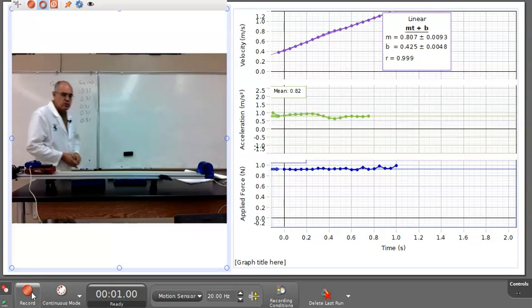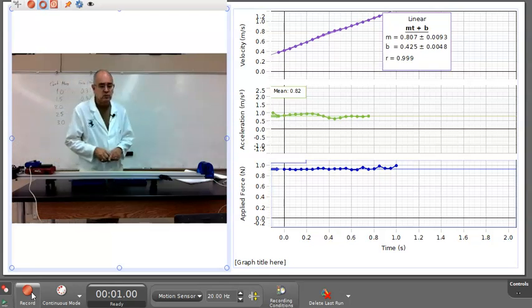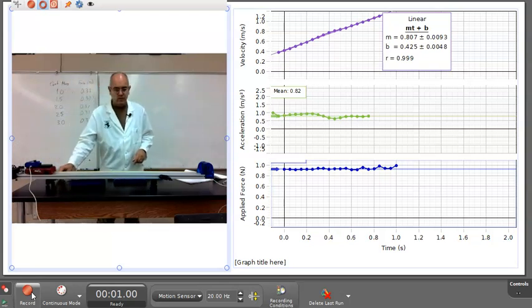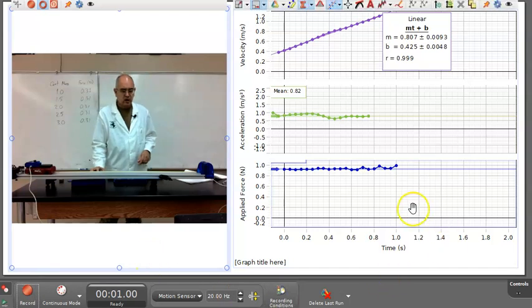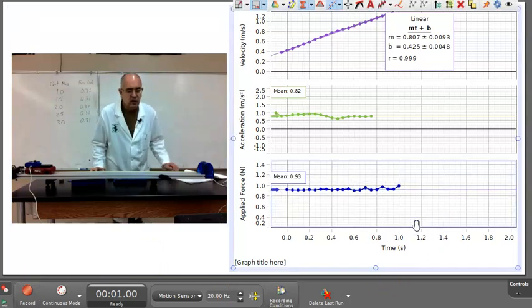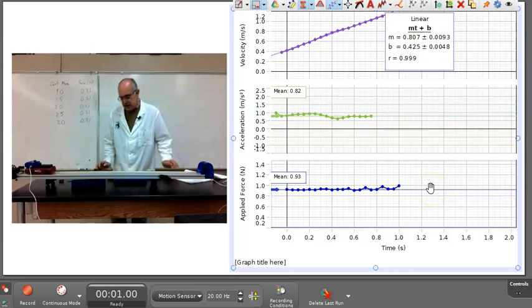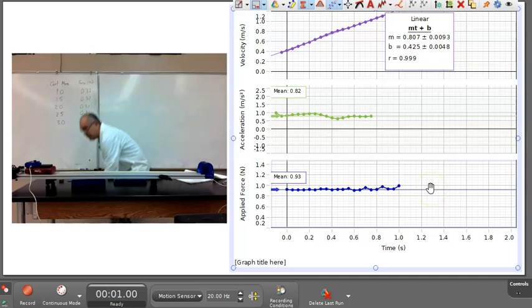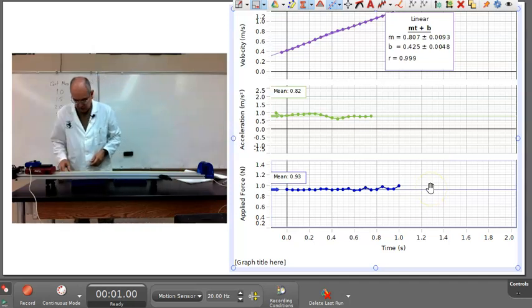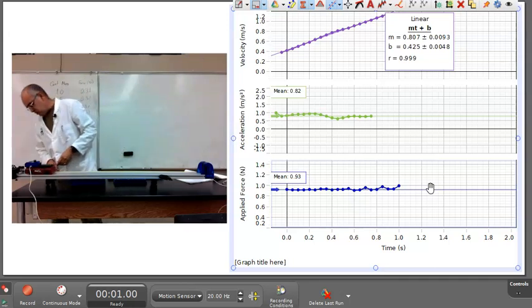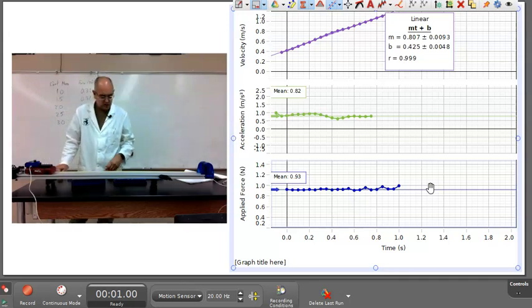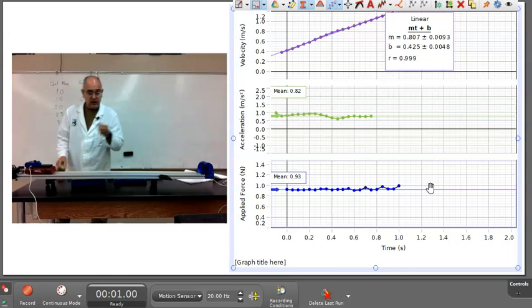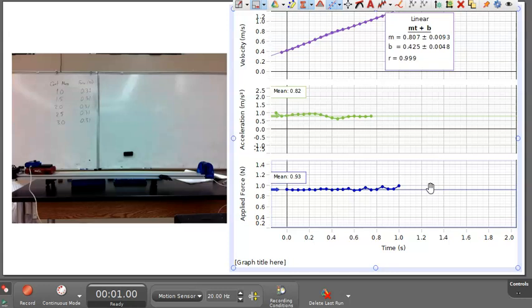If we look at the slope, we see the acceleration is 0.8 meters per second squared. Our mean is 0.93 newtons. So we don't have enough force yet. Let's go ahead, I've got 100 grams over there added on. So let's add on another 10 grams and see if that increases our force up to 1 newton of force.